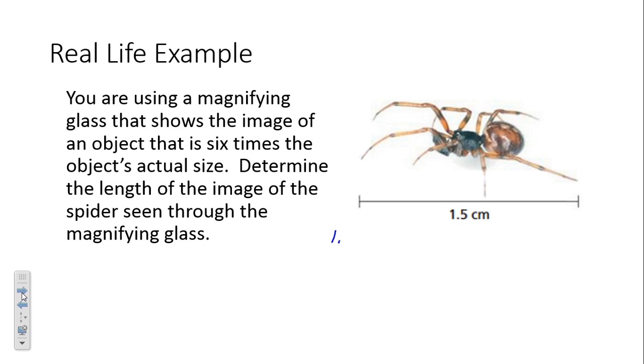1.5. What are we going to do to the 1.5? Times it by 6. Will that make it larger or smaller? Larger. So we want to know how much it is in original size. We're dividing by 6. Okay? So when we divide by 6, we get 0.25. And 0.25 centimeters, how much is that in millimeters? 2.5, 2.5 millimeters.